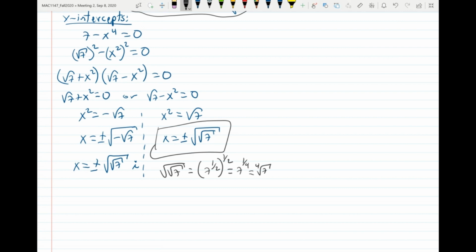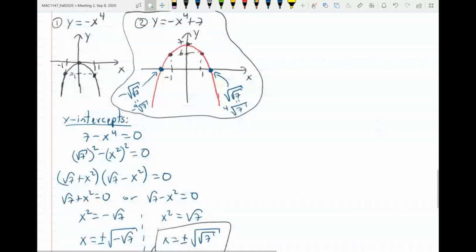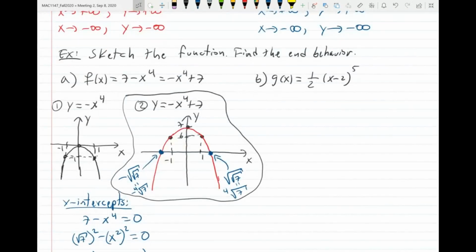So this is a way of seeing why that's the fourth root of 7. Anyways, questions on that one, on part A? Are there any questions here? All right, good.